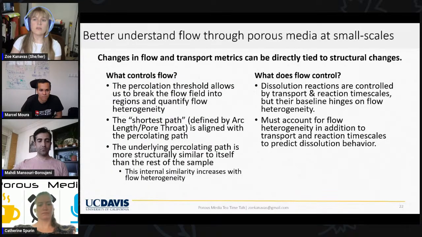In the end, we have uncovered that a controlling factor for flow is the pore space structure and its local similarity, and that flow works in tandem with transport and reaction timescales to control dissolution behavior. Finally, we have made direct ties between the flow and transport metrics to structural changes. Now that we have identified the important small scale features, we need to figure out a way of how to scale it up and make these findings more applicable to solving problems related to groundwater remediation, oil recovery, and long term carbon storage. But with that, I'll take any questions.